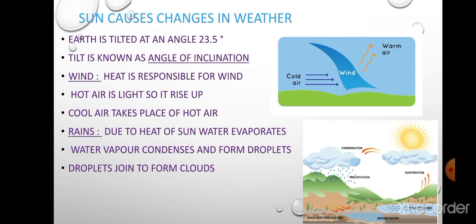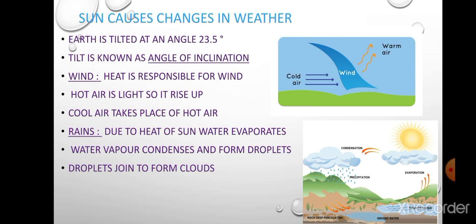Okay, and when the warm air rises up, the cool air rushes in and takes the space of the warm air. Again the air gets warm and it rises up. So as this movement of air continues, it causes the wind to blow. That's how we can feel the wind, and we can see that the wind circulates or blows.